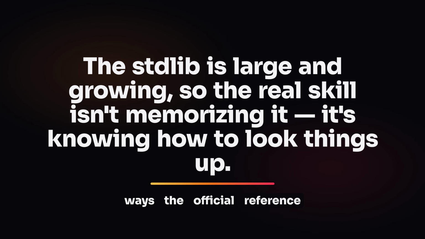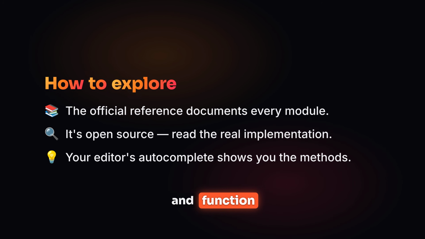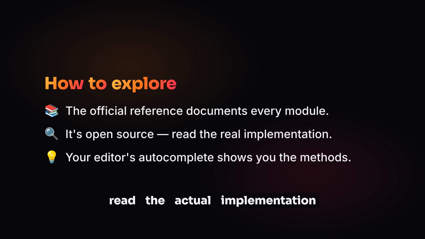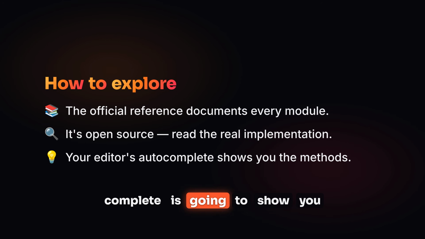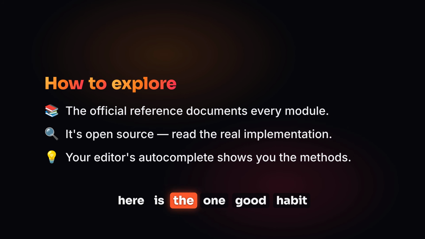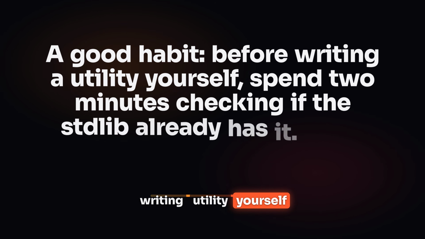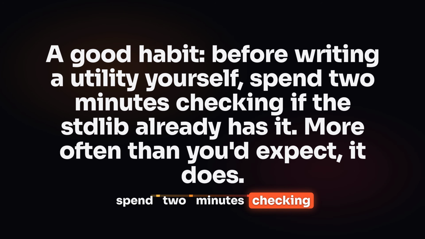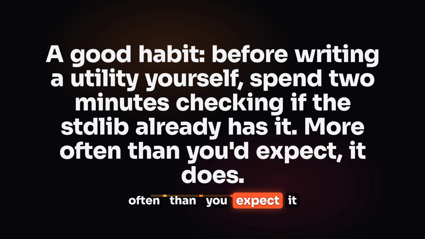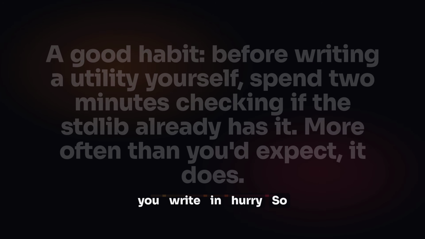Three ways: the official reference documents every module, type and function. Because it's open source, you can read the actual implementation. And your editor's autocomplete is going to show you the methods on any type. Now here is the one good habit I want you to follow. Before writing a utility yourself, spend two minutes checking whether the standard library already has it. More often than you expect, it does. And it's better tested than what you write in a hurry.